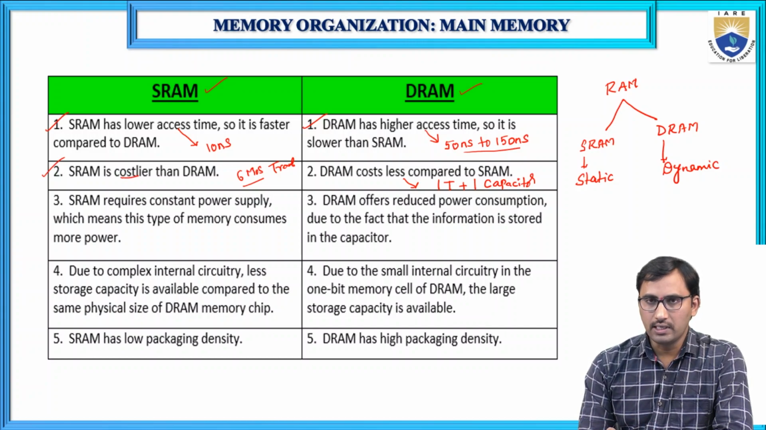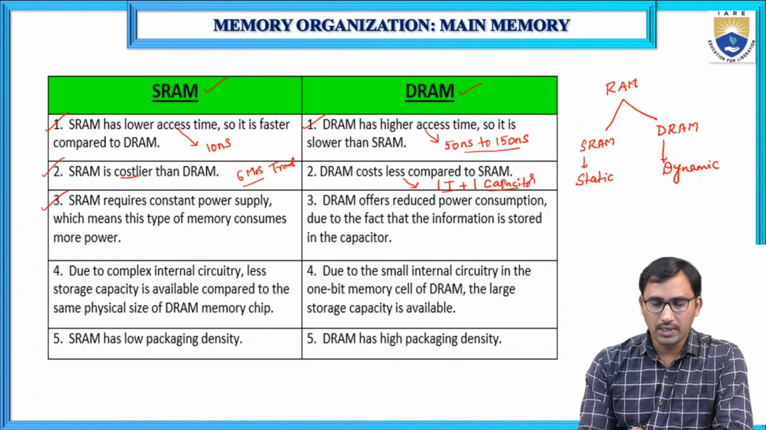So for the DRAM, the cost is less when you compare with the SRAM, because for the construction of the DRAM cell, it requires one MOS transistor and one capacitor. So here the hardware complexity is very less. That's why it is less costly.